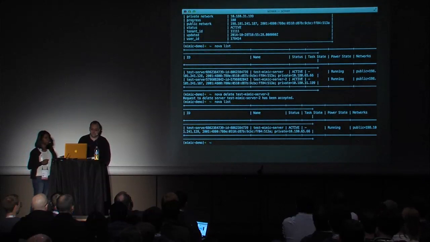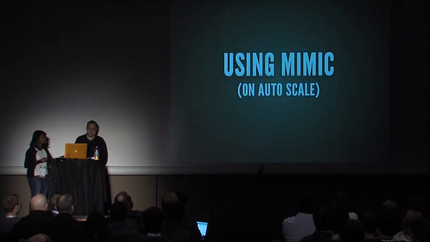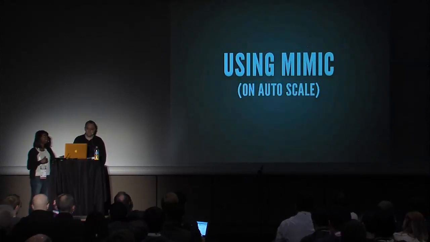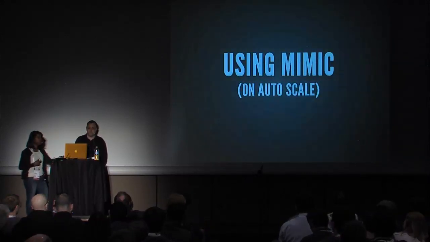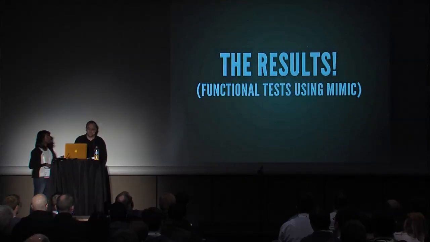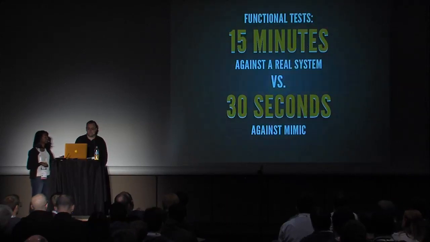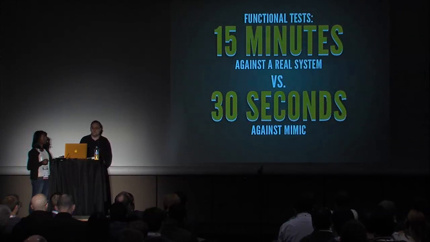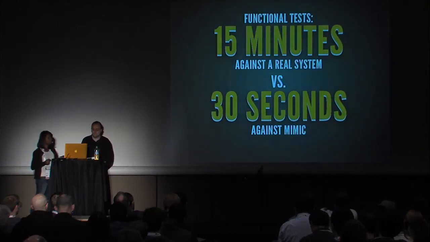And now Mimic has only one of the servers. We did the same thing with Autoscale. We pointed all of our tests to run tests as well as the Autoscale API to run against an instance of Mimic. This reduced our test time exponentially. Before Mimic, the functional tests, the API ones that validated the API contracts, would take 15 minutes to run. And after Mimic, it would take only 30 seconds to finish.